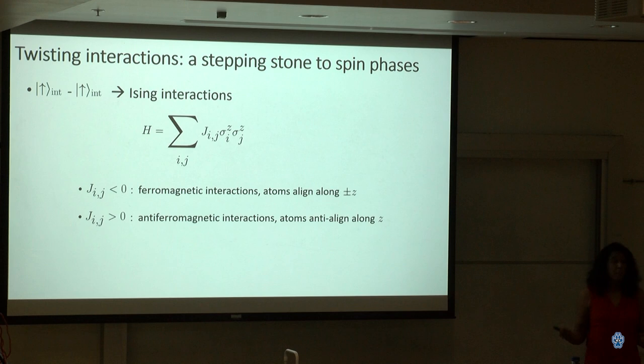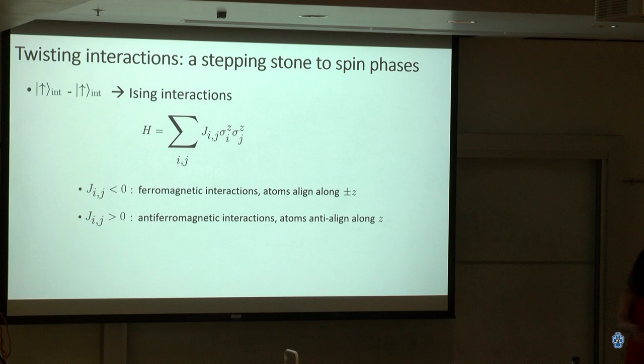So for neighboring atoms, I and J, this product of these Pauli operators is going to return a minus one if our atoms are aligned in different directions, and a plus one if they're both aligned in the same direction. J here simply represents the strength of the interactions. So this Hamiltonian, this energy operator, represents the total energy of all of the interacting spins in a system. We can let I and J include all of our spins.